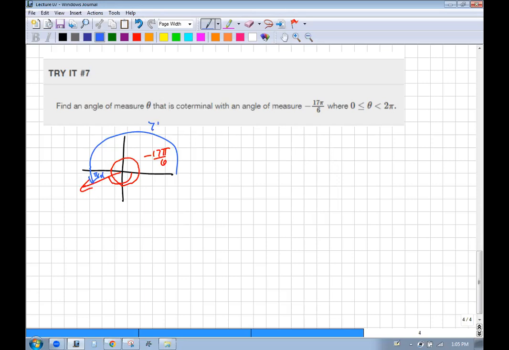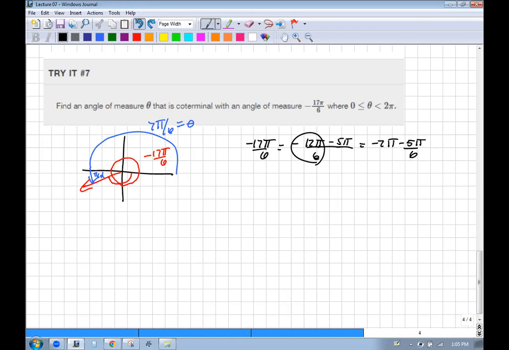All right, that's our theta. That's the coterminal angle. And you can think about it this way, like negative 17 pi over 6. This is negative 12 pi over 6, right? And then another negative 5 pi over 6, right? So this is just negative 2 pi, and then another 5 pi over 6. So this part is just going around once and then another 5 pi over 6.